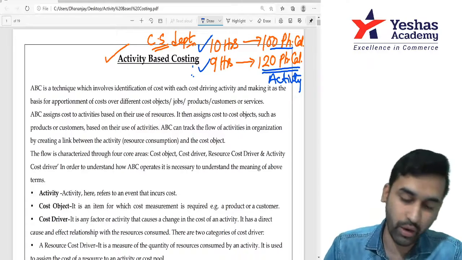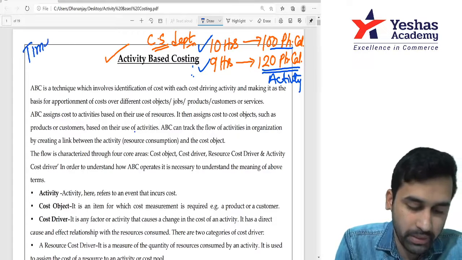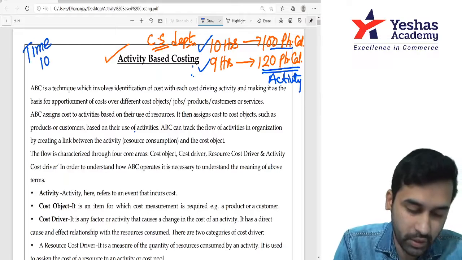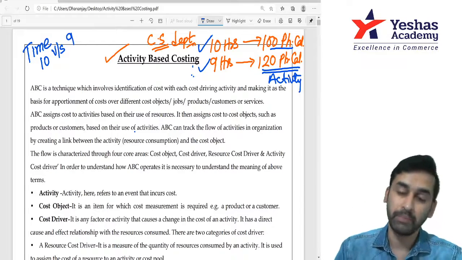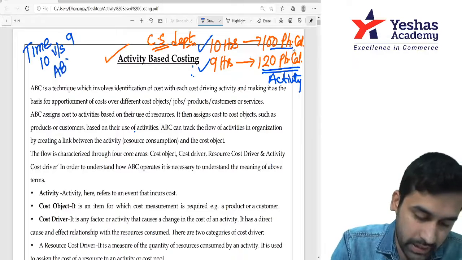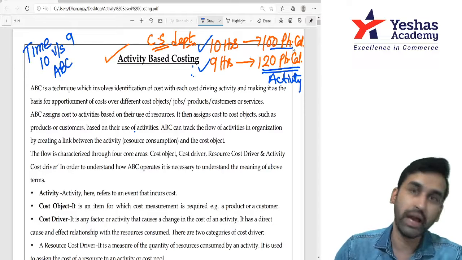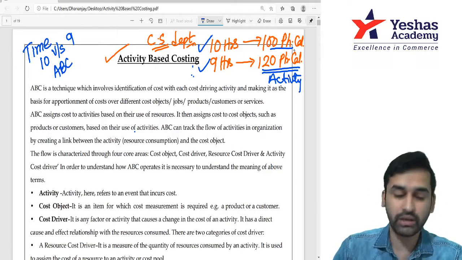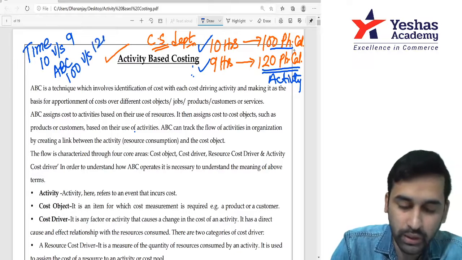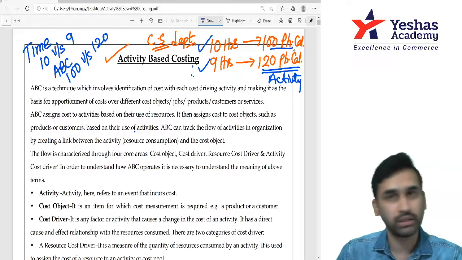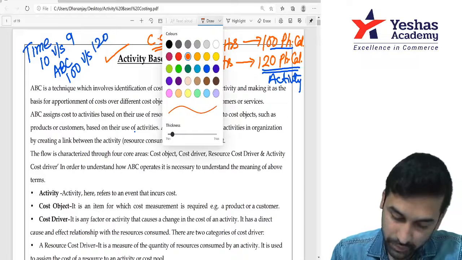What we have studied already in overhead chapter is estimating overhead on the basis of time. That's what I discussed just now. 10 hours versus 9 hours, your focus is time. But in this chapter, we will be learning estimation of overhead on the basis of activity performed. Now it will not be 10 versus 9. It will be 100 calls versus 120 phone calls. Clear? Yes. See here. I am reading from textbook.